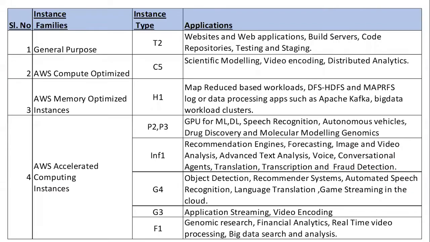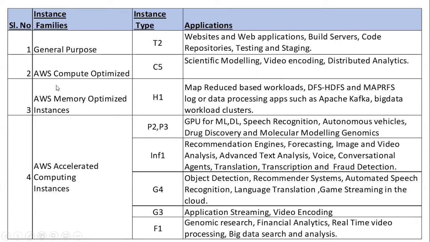I know that this slide looks very, very busy, but let me just explain this. If we want to understand the instance families, there are 4 major instance families. First one is what is called as general purpose instance family.